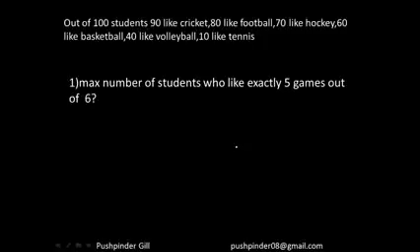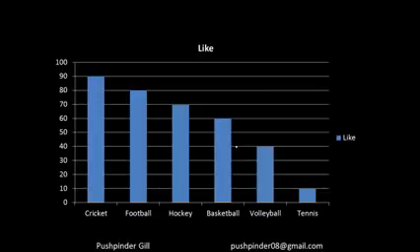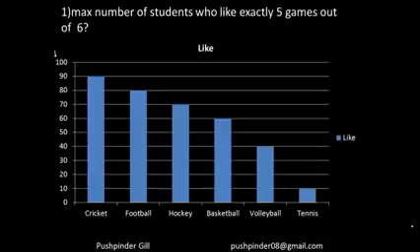So let's see. What you have to do is make this chart, right? You don't have to make such a good looking chart. You can just draw a few lines and say, okay, this is cricket, this is football, this is hockey, this is basketball, volleyball and tennis, and 90 people like cricket, 80 people like this and all that, and a maximum of 100 people are there, right? So let's see the question. The question is asking what is the maximum number of students who like exactly 5 out of 6 games.